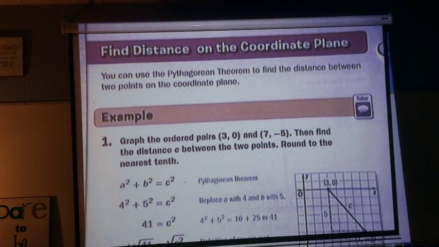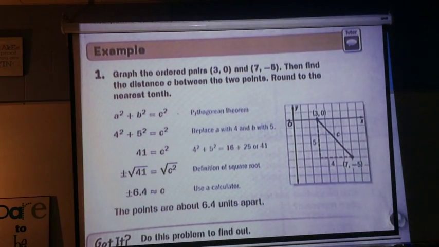Notes on lesson 5-6, finding distance on the coordinate plane. You can follow along with me in your workbook on page 432. First, we're going to look at how you can use the Pythagorean theorem to find the distance between 2 points on the coordinate plane. Follow along with example 1.